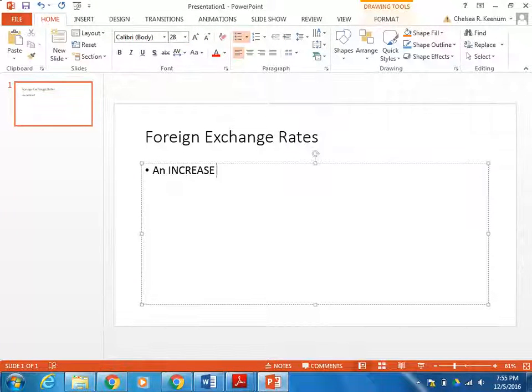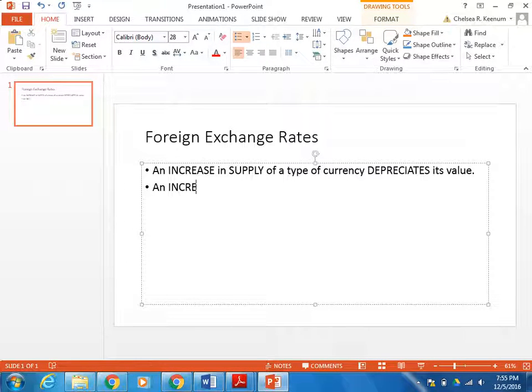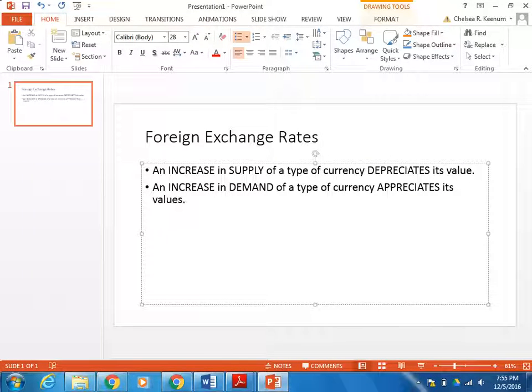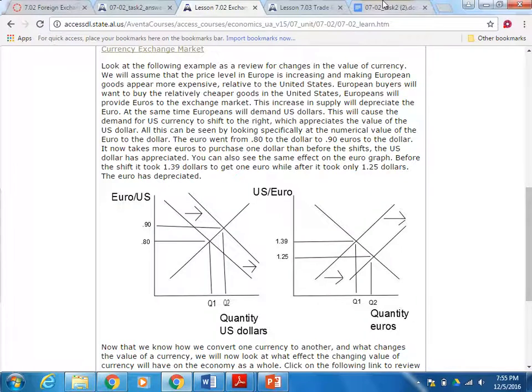An increase in supply of a type of currency depreciates its value. An increase in demand of a type of currency appreciates its value. So just think about demand: you're wanting more, so it appreciates its value. And with supply, you're kind of giving it back up. Okay, so let's look at a couple of these.